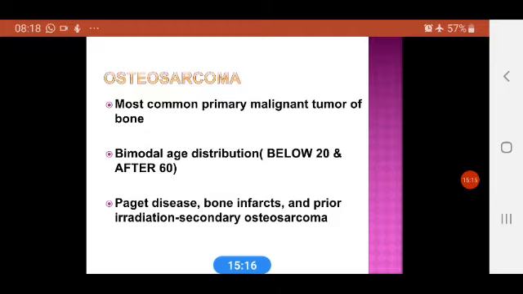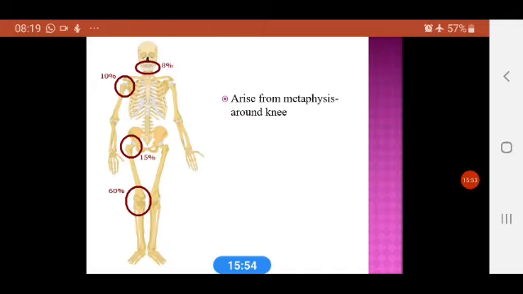Now osteosarcoma, as I've already emphasized, is one of the most common primary malignant bone tumors. It has a bimodal age of presentation, seen in the early 20s or teenage and then in the elder age group. That is why it's been divided into primary and secondary osteosarcoma. Primary osteosarcoma arises without any predisposing factor, whereas secondary osteosarcomas have predisposing factors like Paget's disease, bone infarcts, or prior radiation to some other lesion.